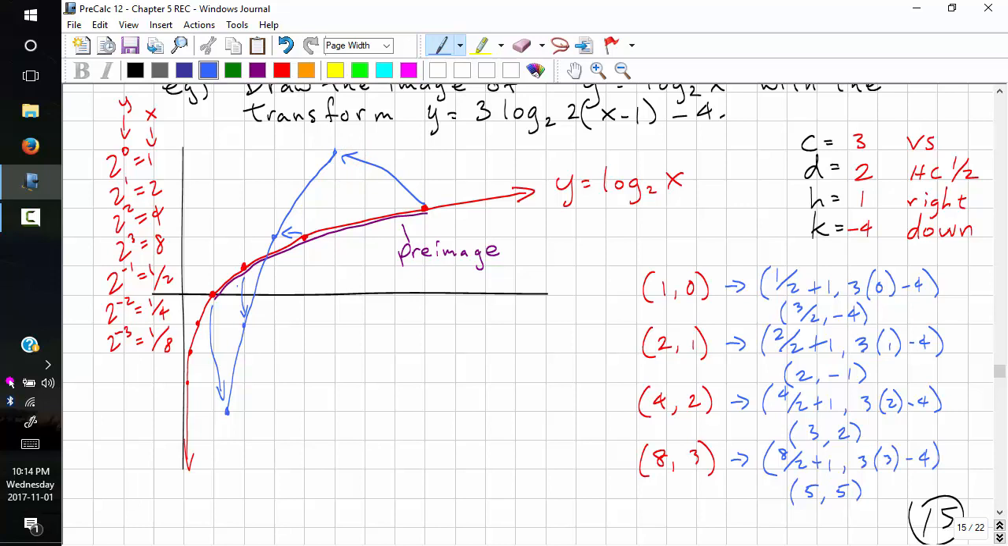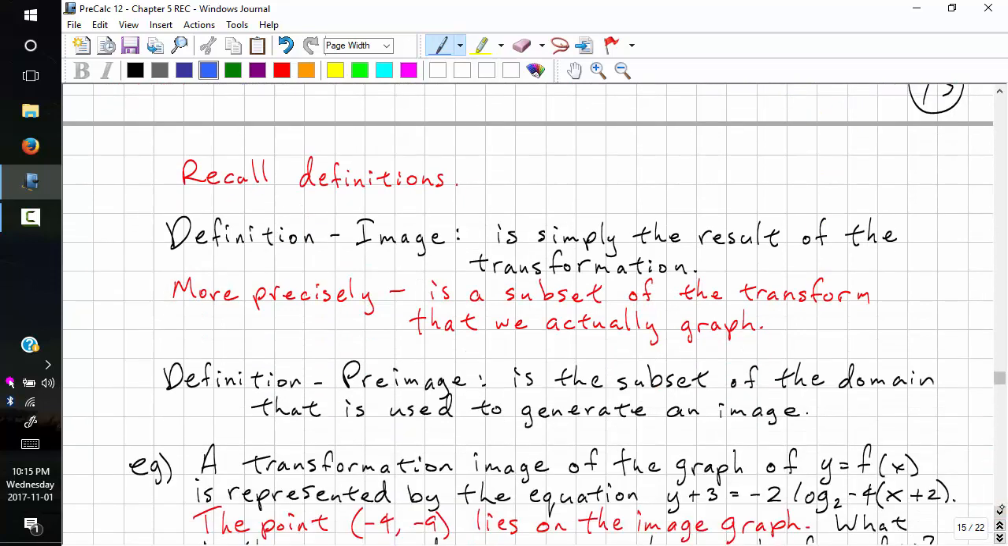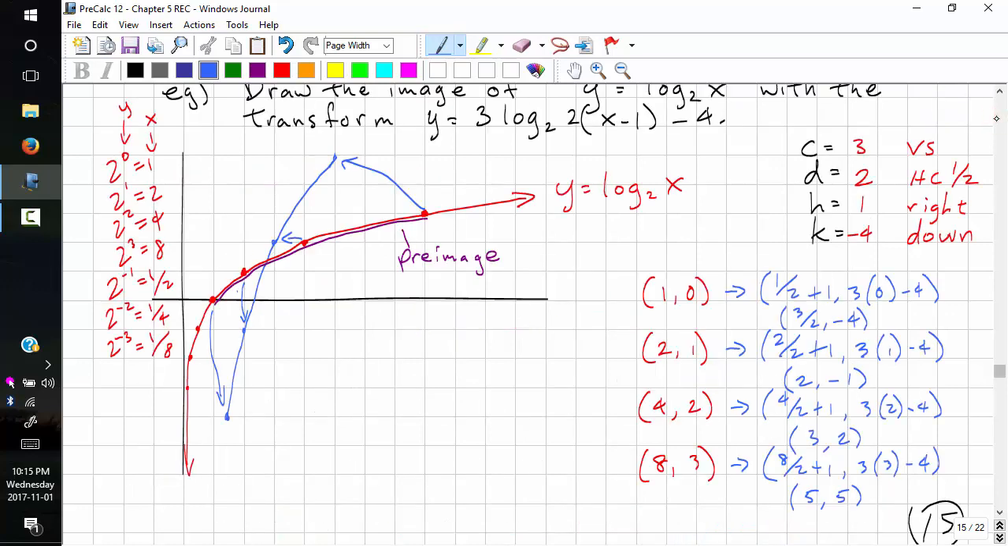And if we flip to the next page, we want more precise definitions. The definition of an image is simply the result of the transformation, and more precisely, it's a subset of the transform that we actually graph. So let's pop back up here. This is the image. Okay, so if we just take this piece as our pre-image, this is our image. This is a subset of the whole curve if we extended it this way and extended it that way.